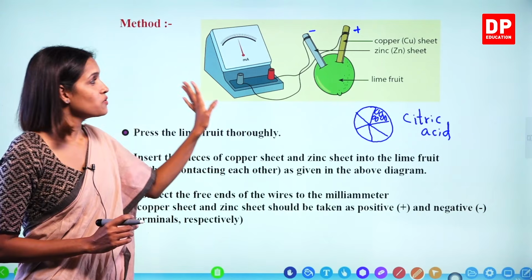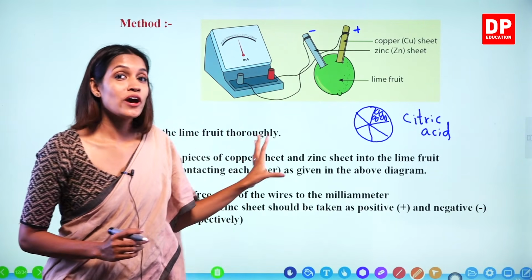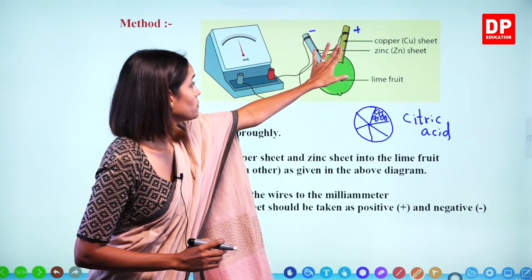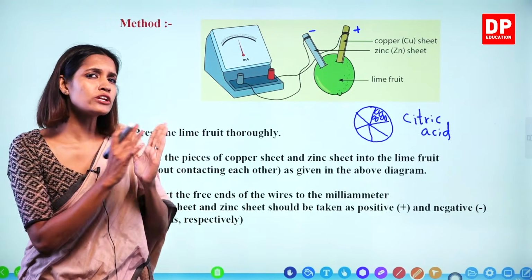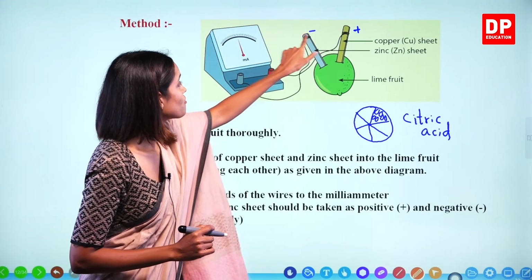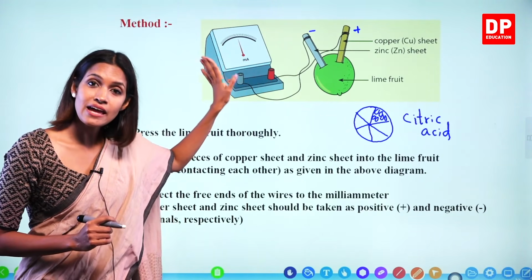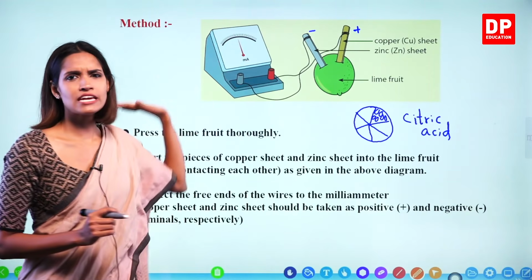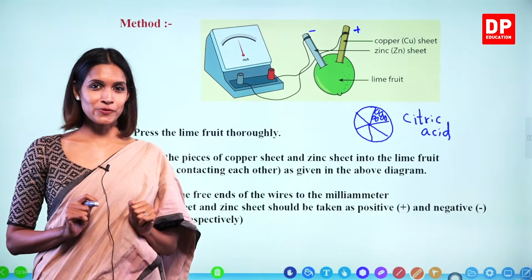Right? What you have to do again? You have to take the lime fruit, you have to press it thoroughly, and you have to insert these copper and zinc sheets with wires to this lime fruit without contacting each other. And then you have to connect the free ends of these two wires to the milliammeter or the galvanometer, and you have to check whether there's any movement of this indicator. Understand? We will go do this activity now.